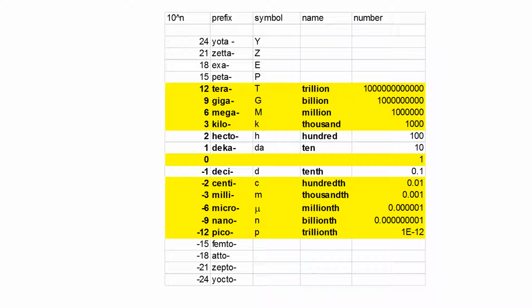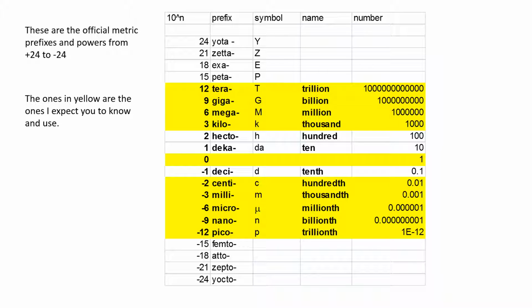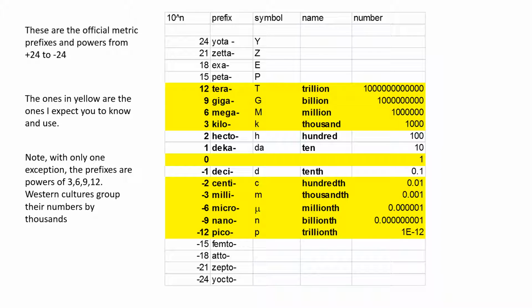Here are, from 10 to the 24th to 10 to the minus 24th, the correct prefix, the symbol, the name, and then the number that we use. These are the official ones. The ones in yellow are the ones I expect you to know and use. With only one exception, all the prefixes are powers of 3, 6, 9, or 12. Western cultures generally group their numbers by thousands. The one exception is the little c for centi. It's only used for length. We only talk about a centimeter.